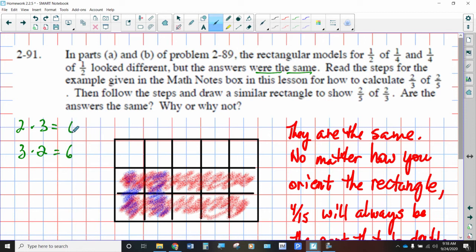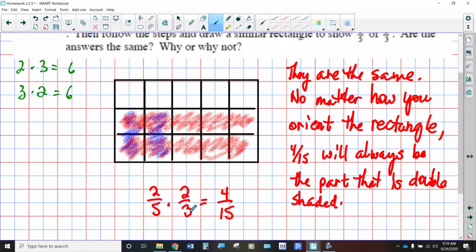Either way, they're going to equal 6. So here, same thing with the fractions. 2/3 of 2/5. If I take 2/3 of this entire big rectangle, I've shaded that in red. There's 1, there's 2 out of the 3. And then I take 2/5 out of the 2/3. Here is 1/5, 2/5, 3/5, 4/5, 5/5. So break that section into 5 equal parts and shade in 2 of them. You end up with 4 out of the 15. So 2/5 times 2/3 is 4/15. Same as 2/3 times 2/5 is 4/15.